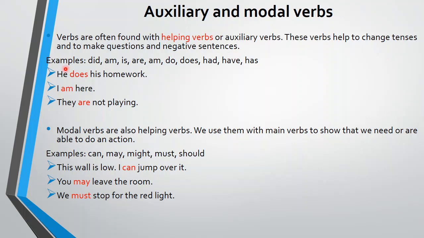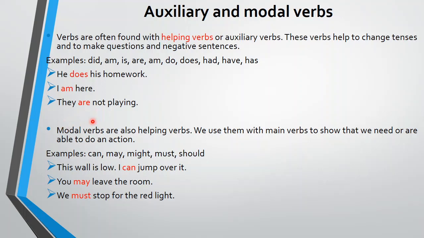Examples of auxiliary verbs are words such as did, am, is, are, do, does, have, had, and has. For example, he does his homework. Does is an auxiliary verb. It is a helping verb. I am here. Am is an auxiliary verb. They are not playing. Are is an auxiliary verb. So auxiliary verbs are just helping verbs, words that help main verbs.